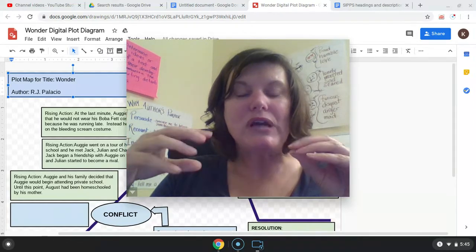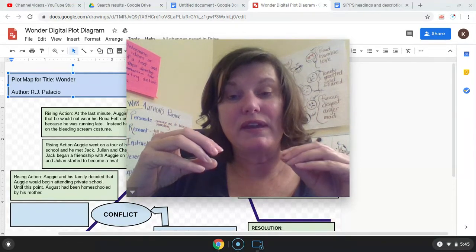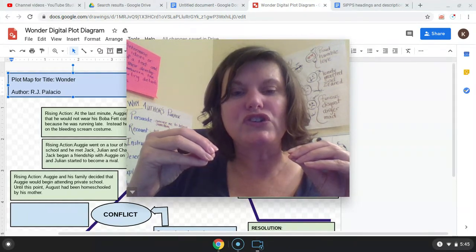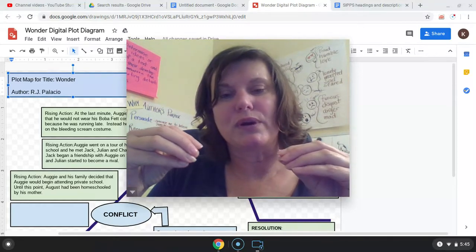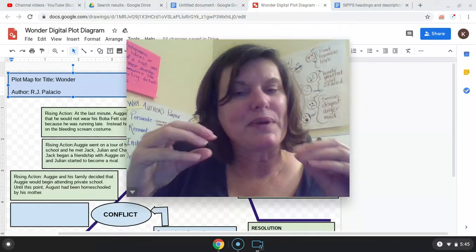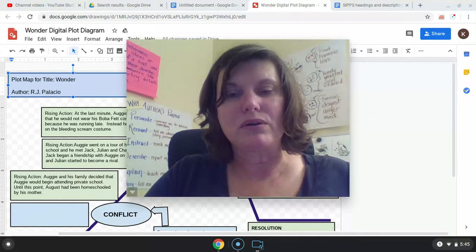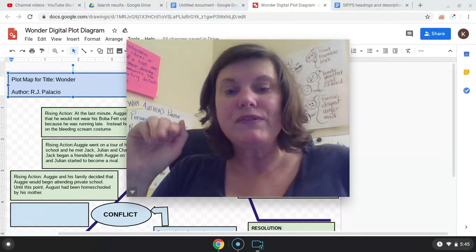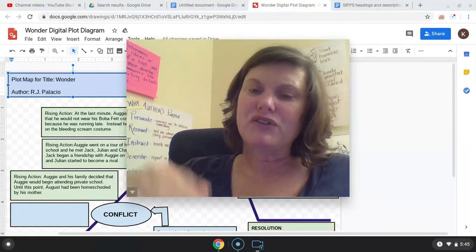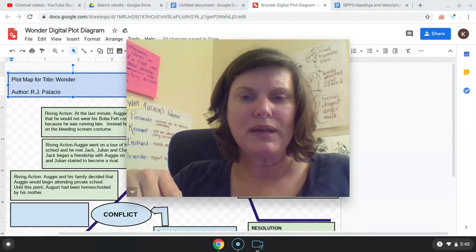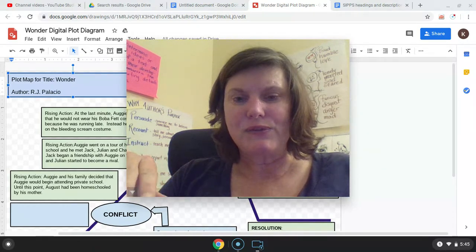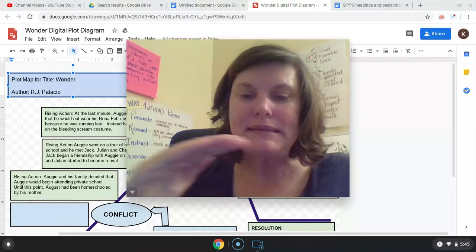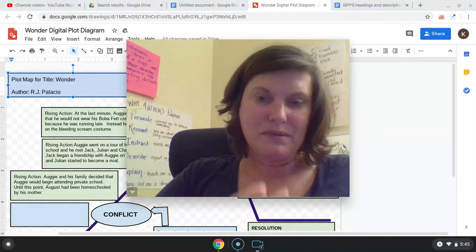Right now there's conflict between Via and Augie. Via is not an antagonist though, because she's not opposing him all throughout the story. There's this one little blip. The rest of the story, she's been behind her brother always and has always supported him and stood up for him. So even though she's done something that's hurt his feelings, just like Jack did at one point, they are not antagonists because it was just for one small moment in time. The antagonist is consistently against the main character.